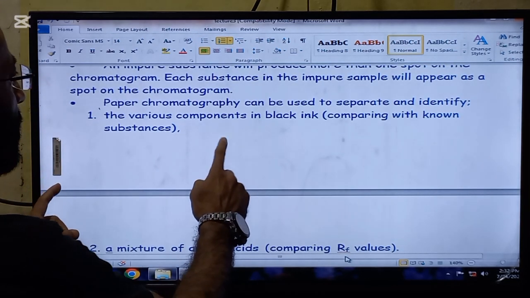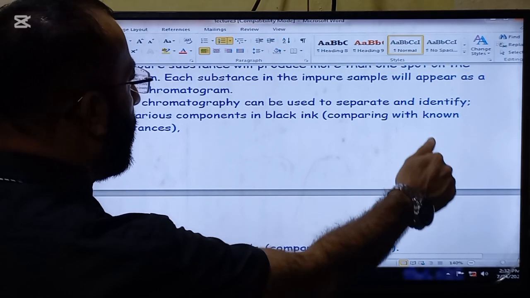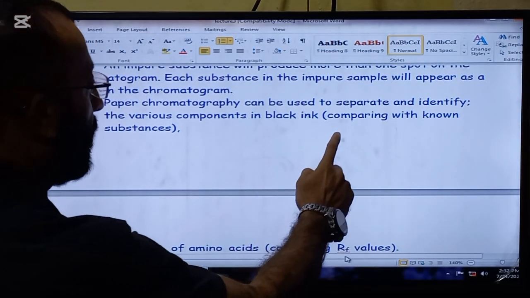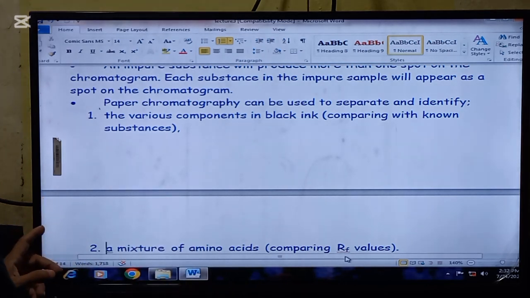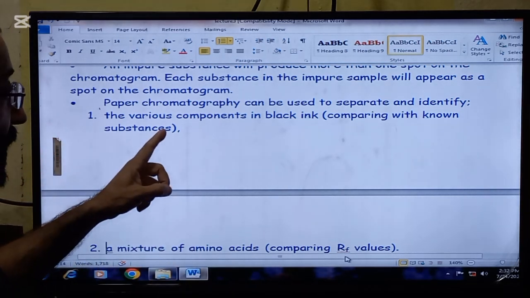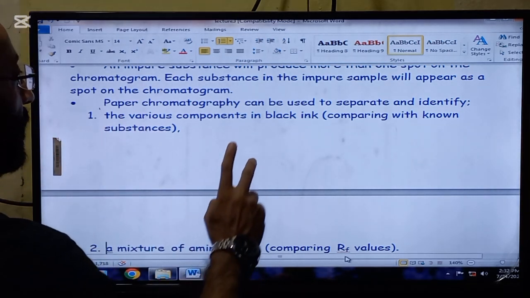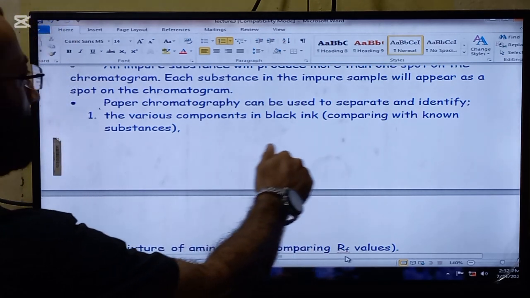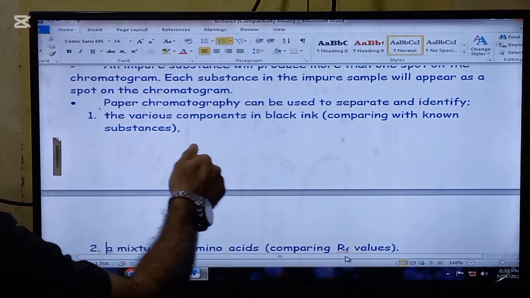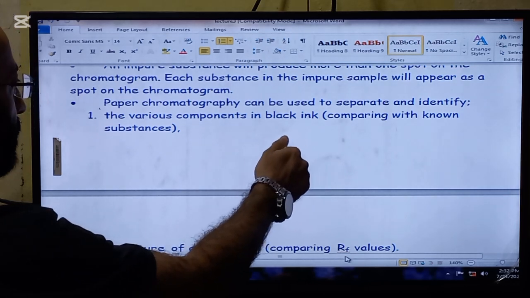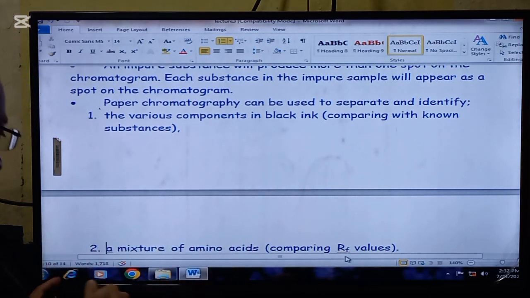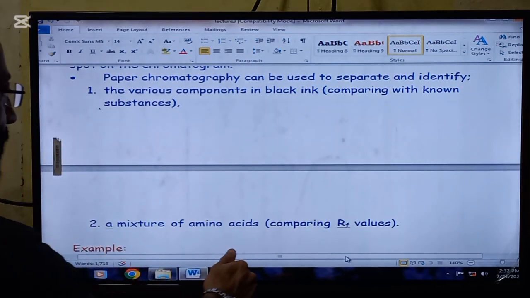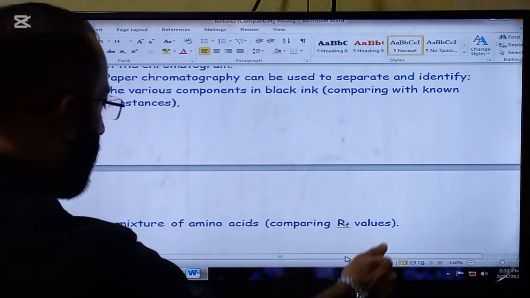Paper chromatography can be used to separate and identify the various components in black ink, by comparing with known substances. So paper chromatography is used for two purposes. Number one is to separate and identify the various components in black ink. And the second purpose is to identify a mixture of amino acids by comparing Rf values.